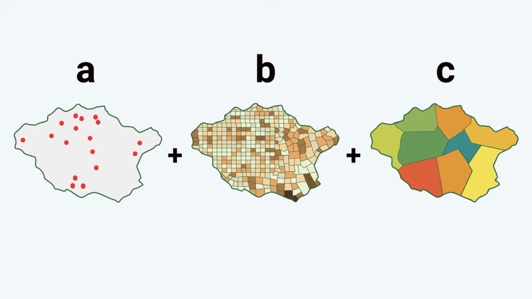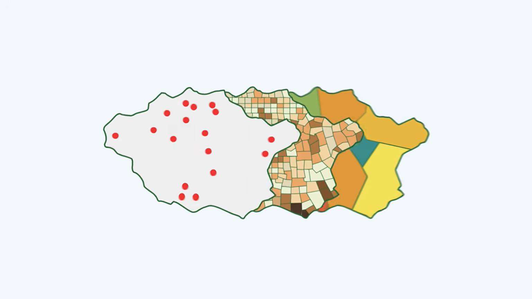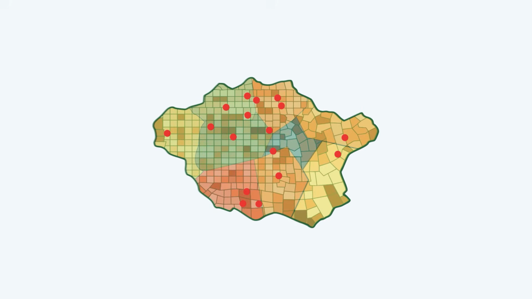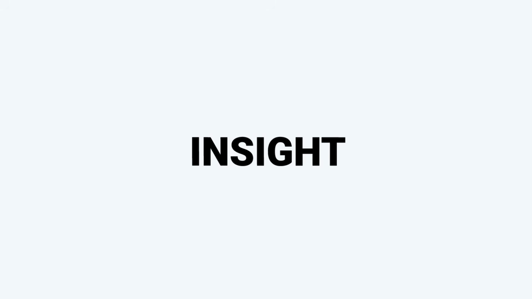GIS links data to locations on a map so we can see invisible patterns. It helps us find where conditions are good, risky, or need action. Scientists, farmers, and policymakers use GIS to research, protect, restore, and manage the soils.